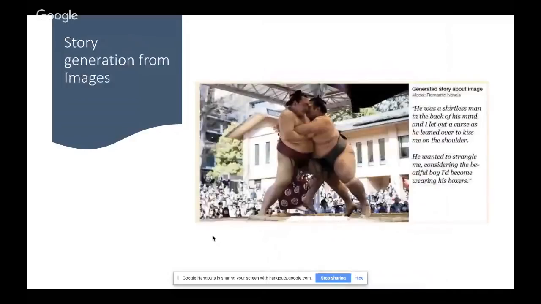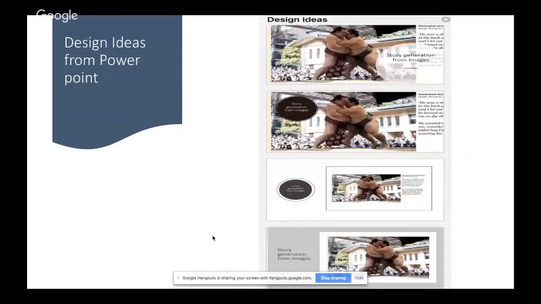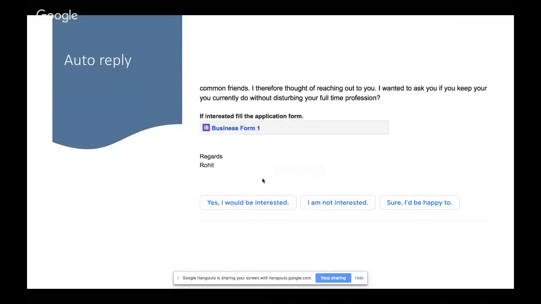For the previous slide that I showed you, Microsoft PowerPoint gave me a couple of design ideas. Where do I keep my title? Where do I keep my image? Where do I keep the storyline? And where do I keep the title of the image? Right? It's such an amazing time to be in.